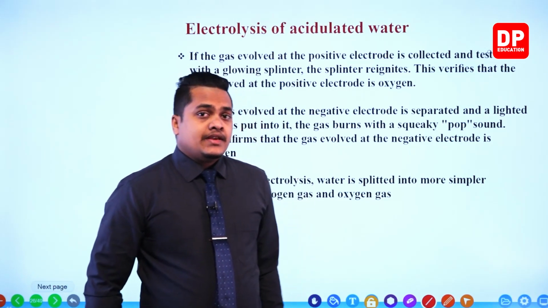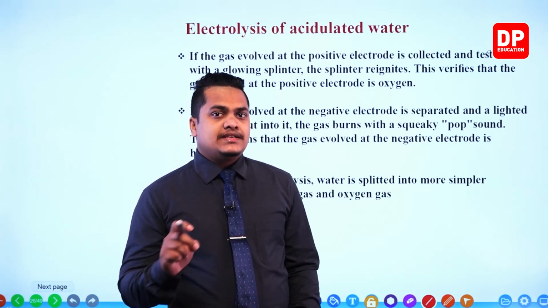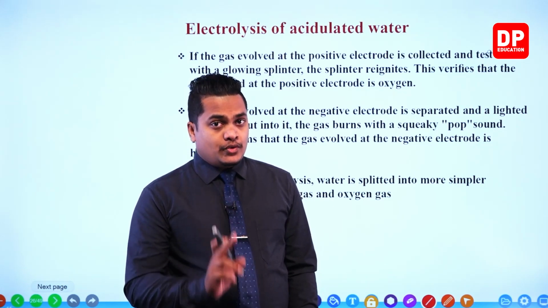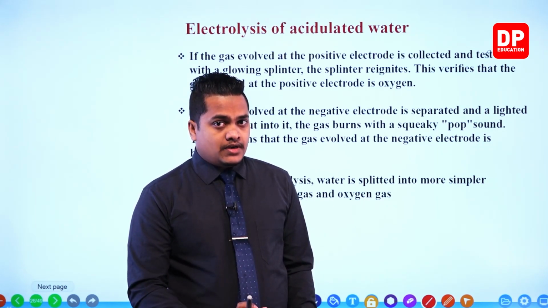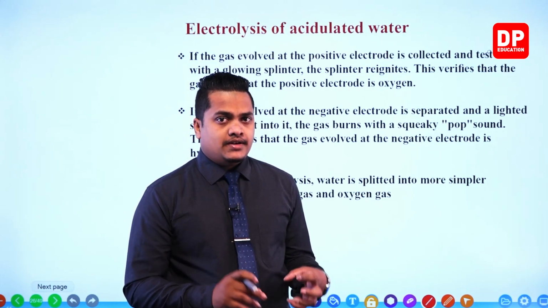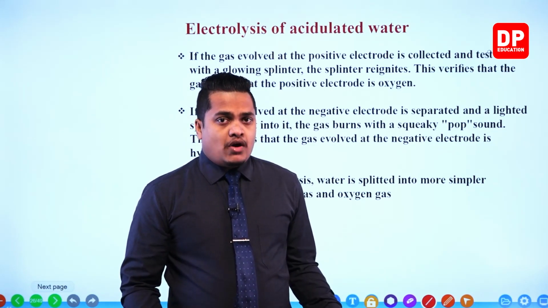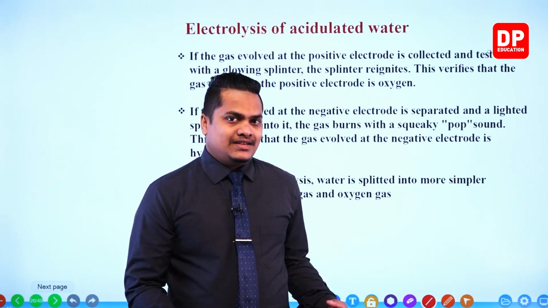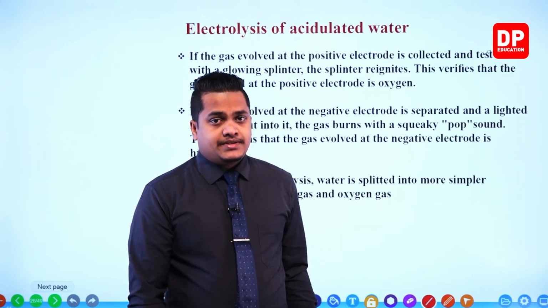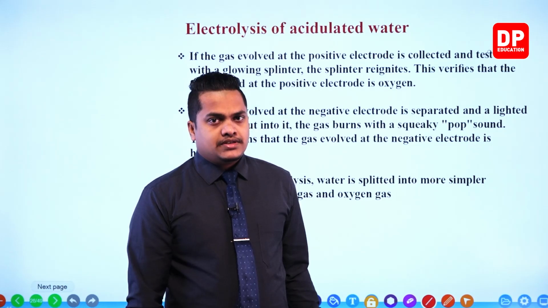Like I said, when you take the gas collected at the positive terminal and insert a glowing splinter into it, at the positive terminal you know that oxygen gas is going to be emitted. However, we need to prove it. To prove it, we can insert a glowing splinter. When the glowing splinter receives more oxygen contained within the container, the flame will reappear, or a bright flame could be observed. From that we can come to a conclusion that oxygen is there.